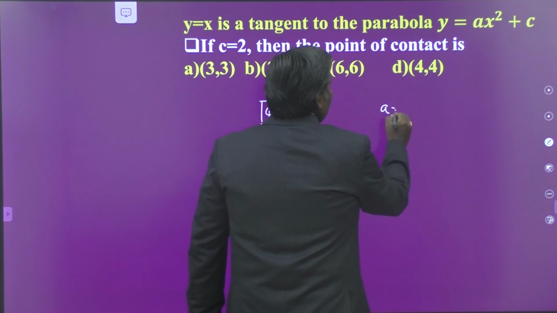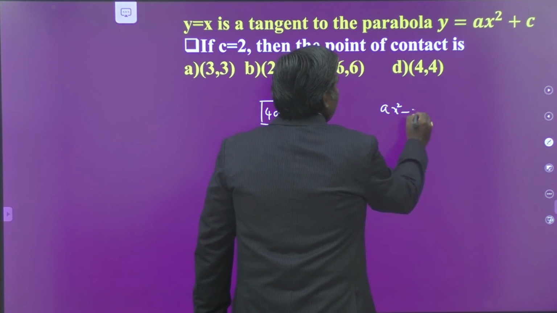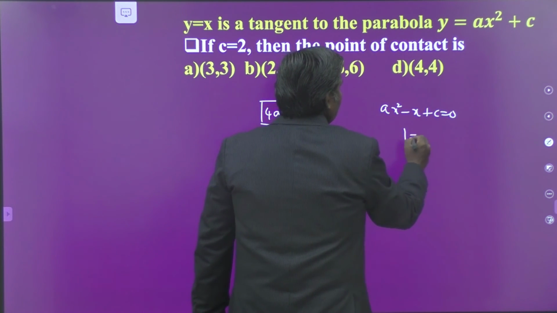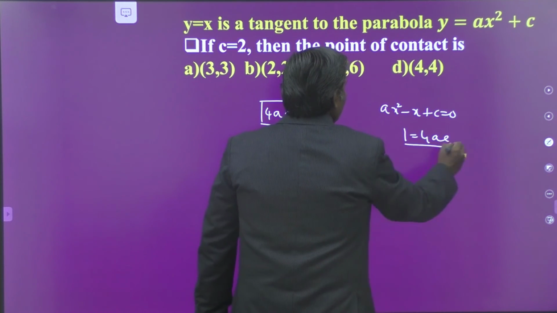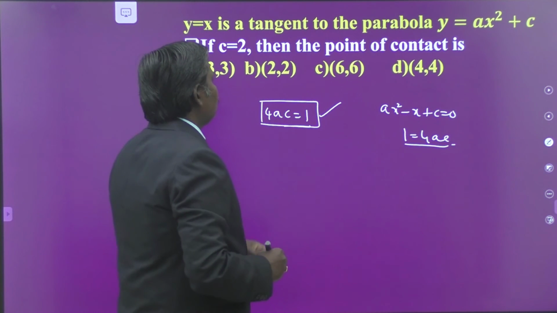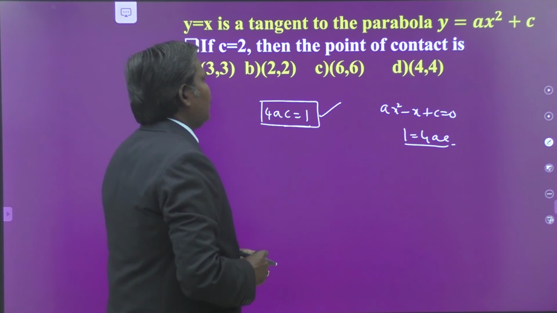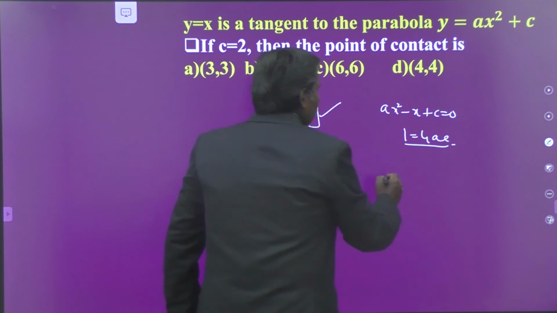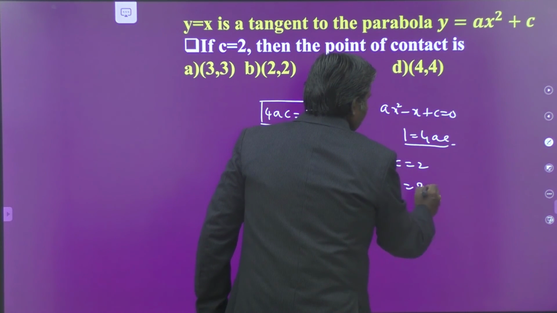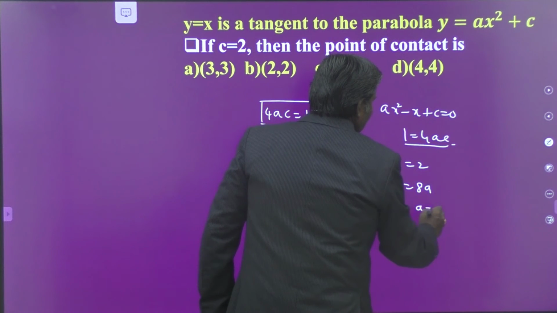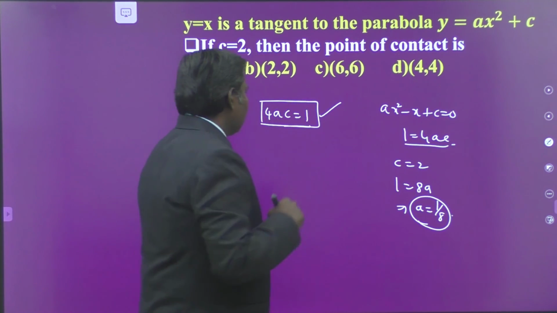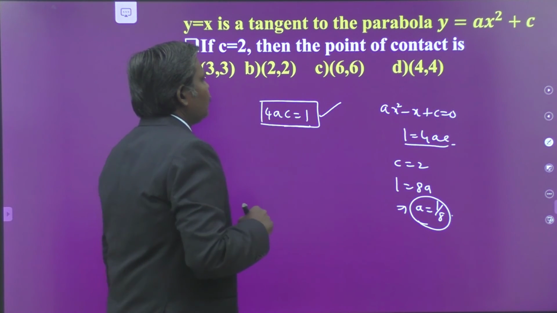We have ax square minus x plus c equal to 0. Replace y by x. B square means 1 is equal to 4ac. So we have 4ac equal to 1. When c is equal to 2, the point of contact is what they are asking. When c equals 2, 1 is equal to 8a, which implies the value of a is equal to 1 by 8.